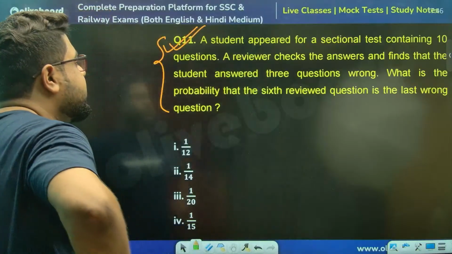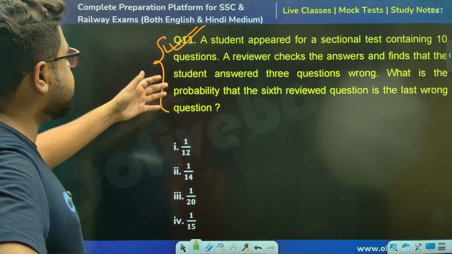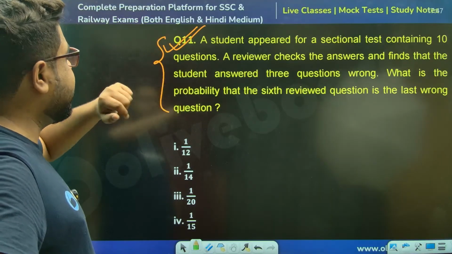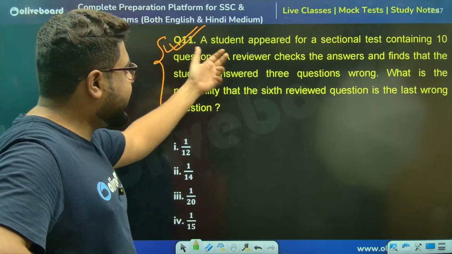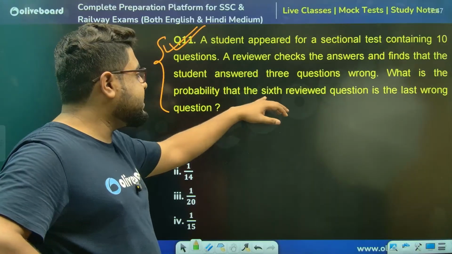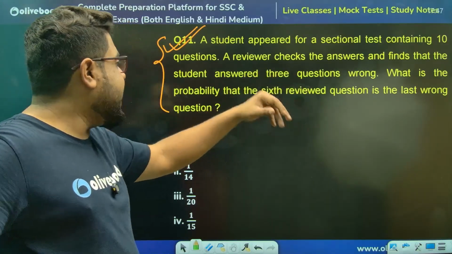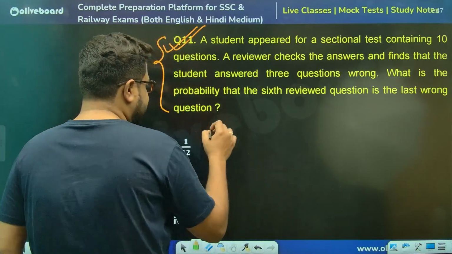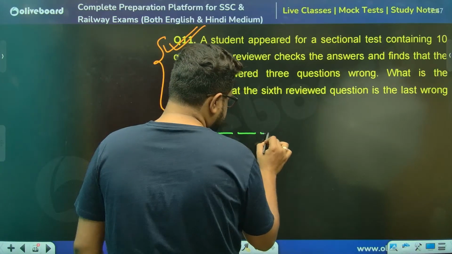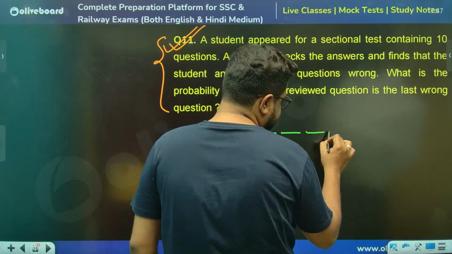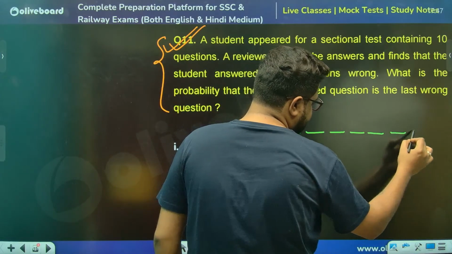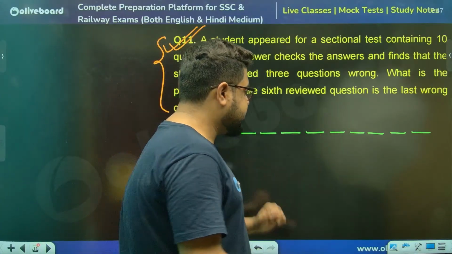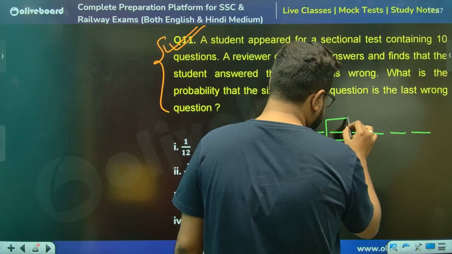A student appeared for a sectional test containing 10 questions. A reviewer checks the answers and finds the student answered 3 questions wrong. What is the probability that the 6th reviewed question is the last wrong question? Very good. So there are 10 questions: 1, 2, 3, 4, 5, 6, 7, 8, 9, 10. Now the 6th question: 1, 2, 3, 4, 5, 6. This is the 6th question.